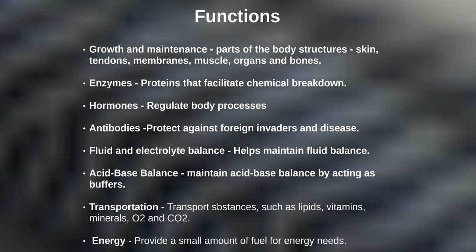Antibodies formed from amino acids protect against foreign invaders and disease. We have plasma proteins that assist us with electrolyte balance and also our temperature control. And typically you'll find proteins, dissolved proteins, floating in your plasma. Acid-base balance, obviously keeping the body at a neutral state so that we don't get too acidic or too alkaline. And protein can break down into these buffers, which stop us getting too acidic.